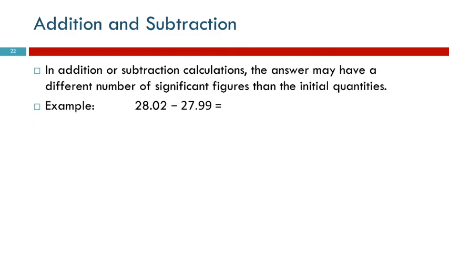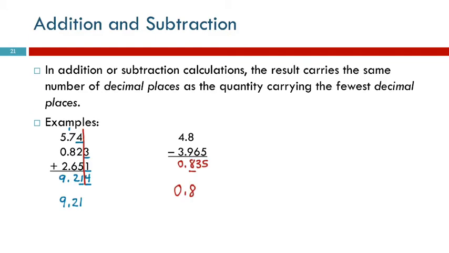So we can end up with the answer having different numbers of significant figures than the initial quantities. And this actually is an example of this. This number had 2 sig figs, this had 4, and the answer only has 1. That happens very easily in adding and subtracting.